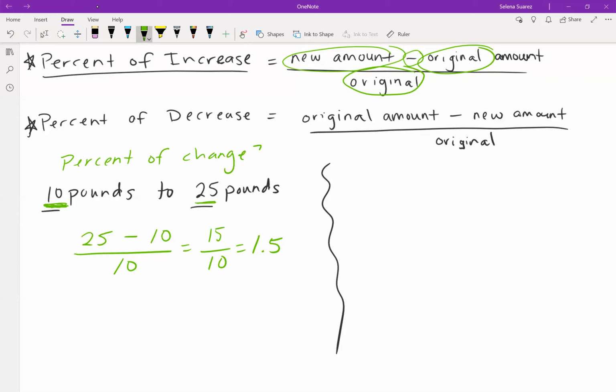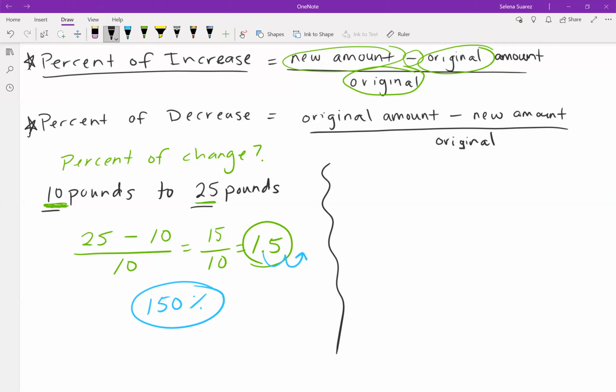But I do know the decimal form already. I know that my answer is 1.5. So to write that as a percent, you have to move the decimal over 2 spaces to the right. So my answer for this one is 150%. That's my percent of change. In other words, from 10 pounds to 25 pounds, the increase was 150% increase. That's my answer. That was the percent of change.